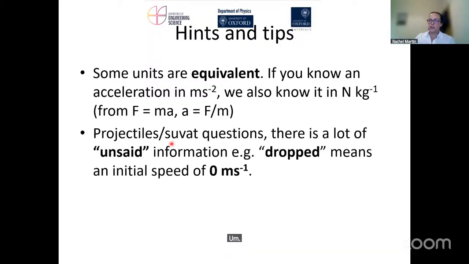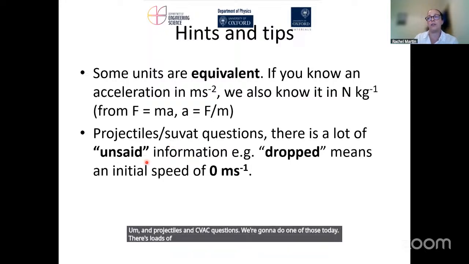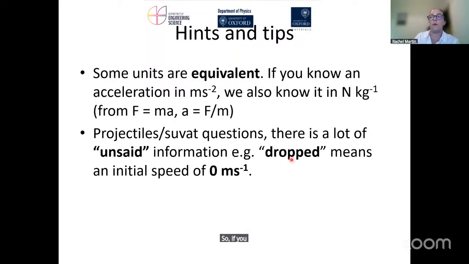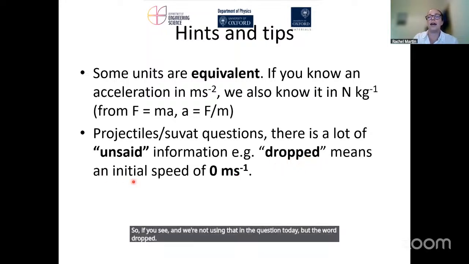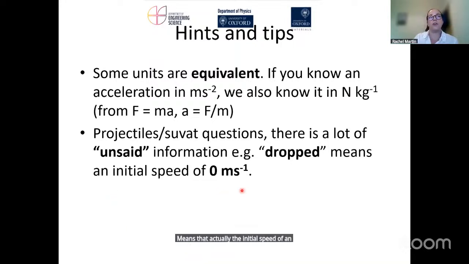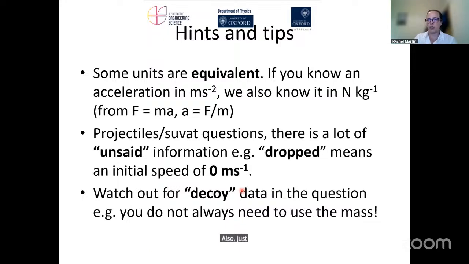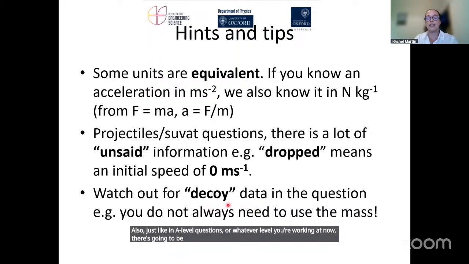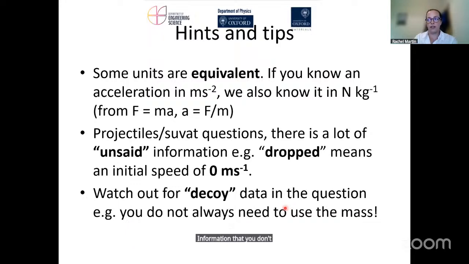And projectiles and SUVAT questions. We're going to do one of those today. There's loads of unsaid information. So if you see, and we're not using that in the question today, but the word dropped means that actually the initial speed of an object is 0 metres per second. Also, just like in A-level questions, or whatever level you're working at now, there's going to be decoy information or data in the question, information that you don't need to use. And we'll do some questions with that as well. So you don't always need to use maths in questions.